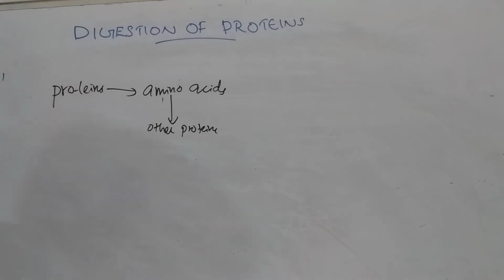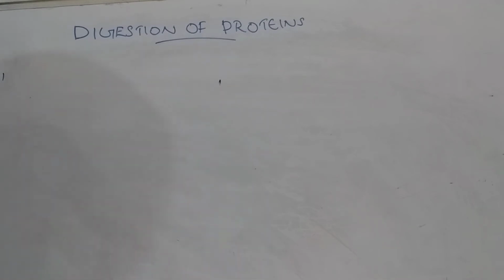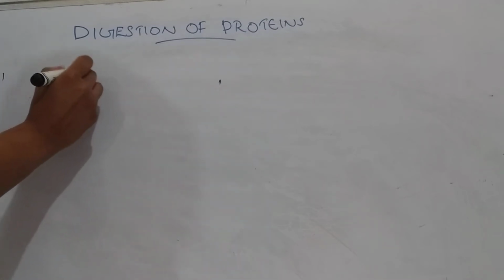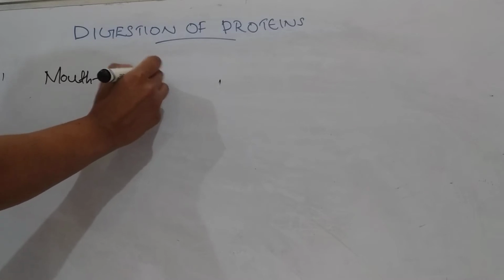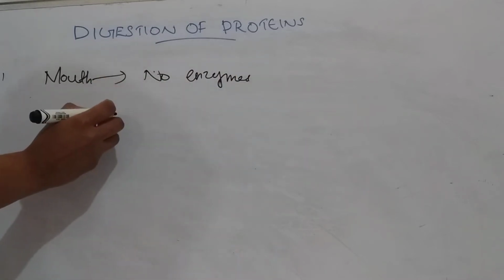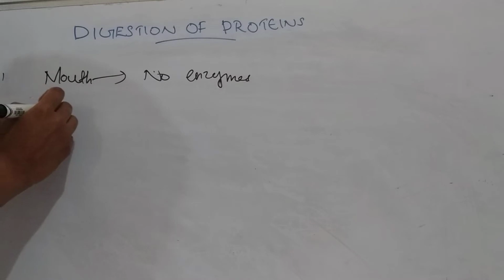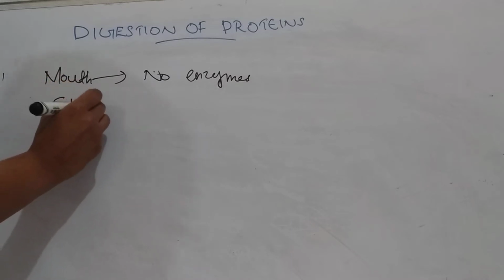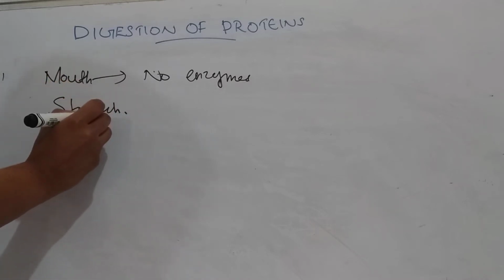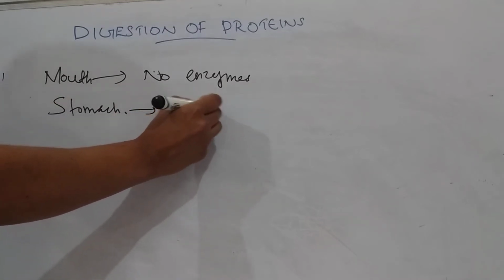So, in the digestion of proteins, there are no proteolytic enzymes in the mouth. After mastication and chewing, the food bolus reaches the stomach and meets the gastric juice. Protein digestion starts in the stomach.